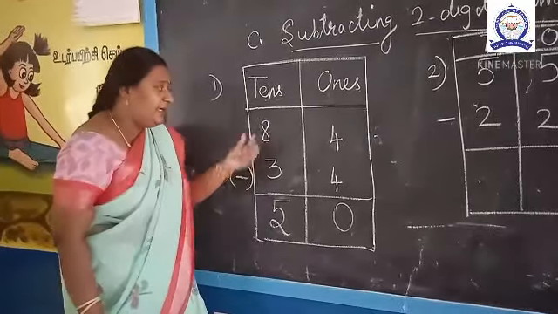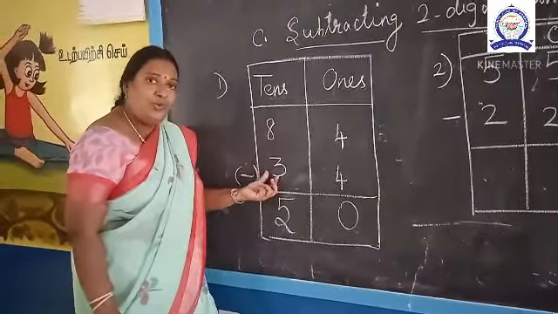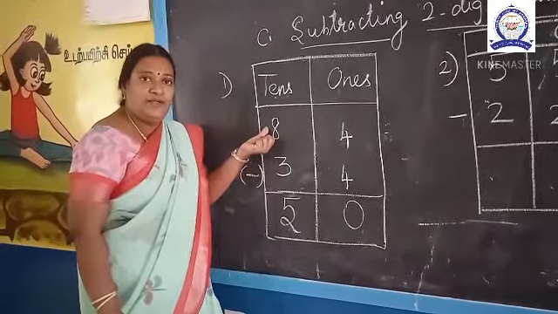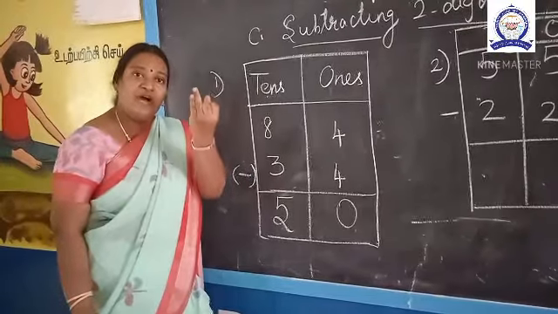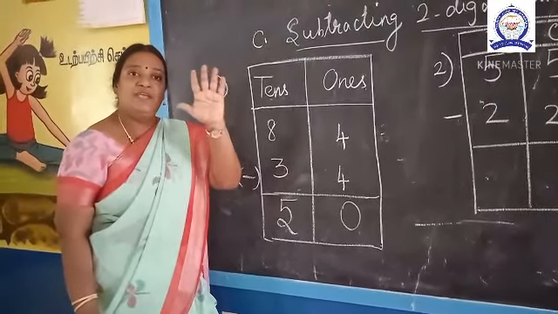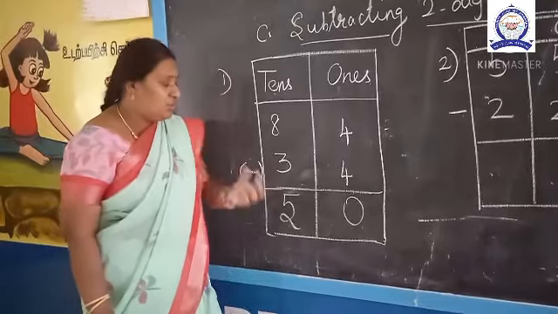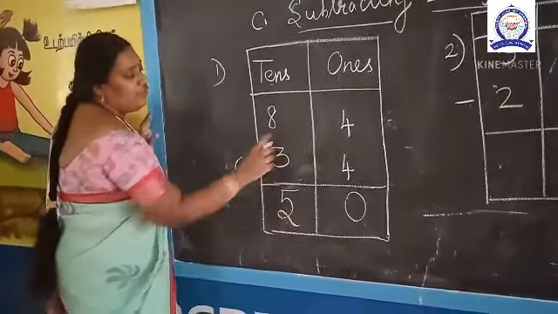So what do we do? 8 minus 3. So you have to count after 3 up to 8. I count from after 3, up to 8. Okay? So after 3, 4, 5, 6, 7, 8. How many fingers do we have? 5. So your answer is 5. So your total answer is 84 minus 34 is 50. This is your final answer.